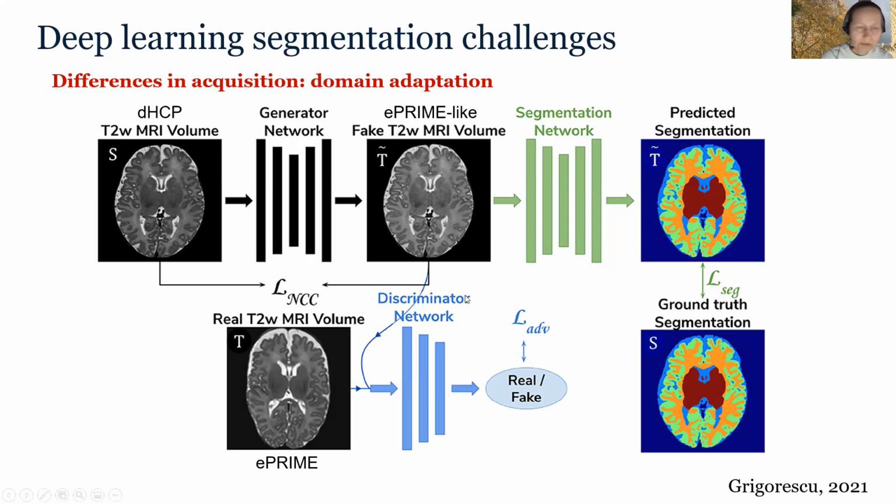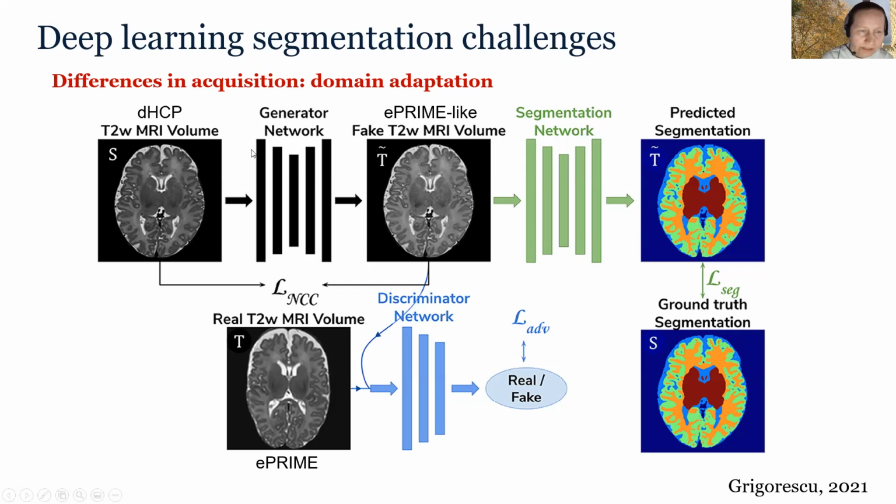So this is the network that Irina designed to produce segmentations that are consistent for the two databases. As a ground truth, we took DRAW-EM segmentations for DHCP because this is a high resolution, better quality database, so the segmentations were better quality. And our aim was to train a UNet segmentation network to produce the segmentation, but we wanted it to be able to produce both for DHCP and ePrime in a consistent way.